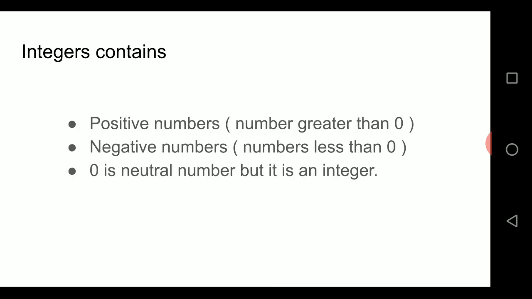You always have to remember these three characteristics of integers. First, it contains positive numbers that are greater than 0, and then it contains negative numbers that are less than 0, and 0 itself is an integer. 0 is a neutral number, neither positive nor negative, but it is an integer because if you divide 0 by any number, you are going to get the answer 0. So therefore, you can say it is an integer and a rational number.